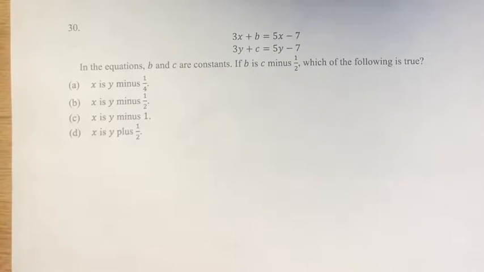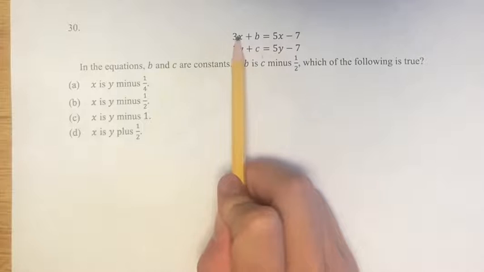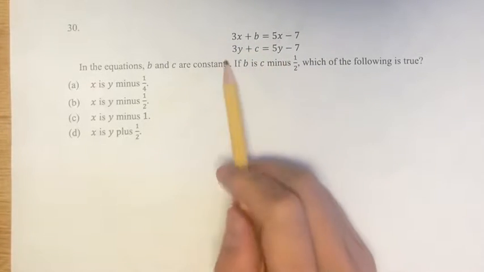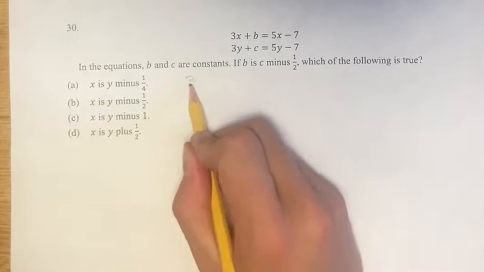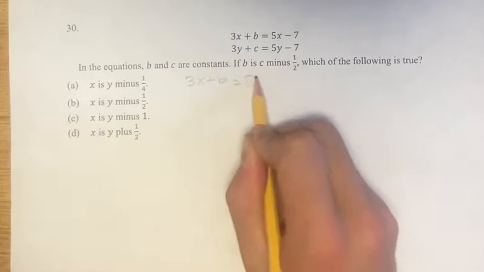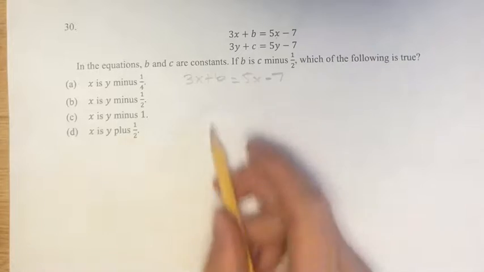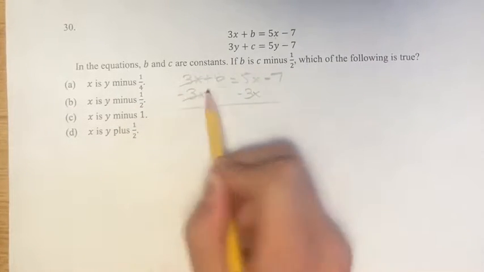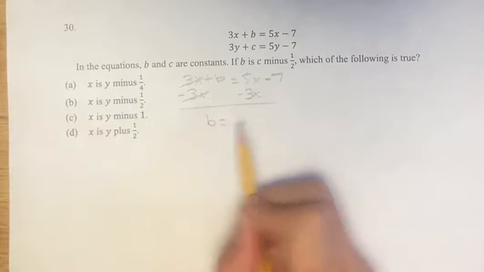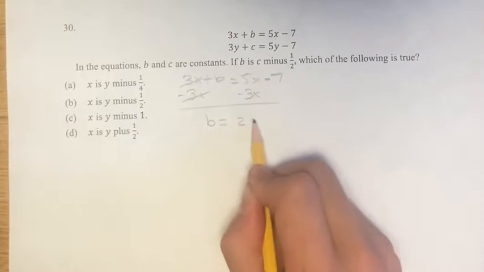In this problem we have the system of equations 3x plus b equals 5x minus 7 and 3y plus c is equal to 5y minus 7. So for the first equation, 3x plus b equals 5x minus 7, firstly, we want to get the 3x over, so we have all the x's on one side, so we subtract 3x from both sides. Now we have b is equal to 5x minus 3x minus 7.